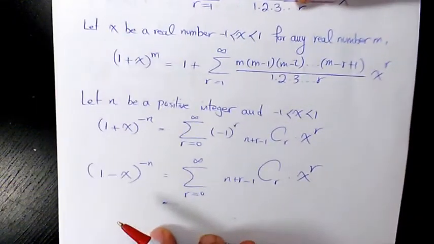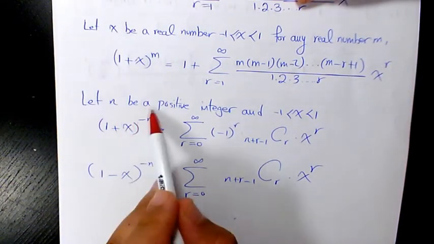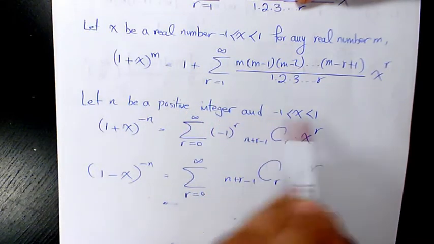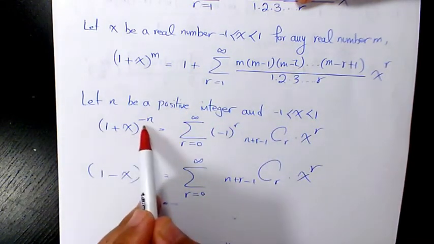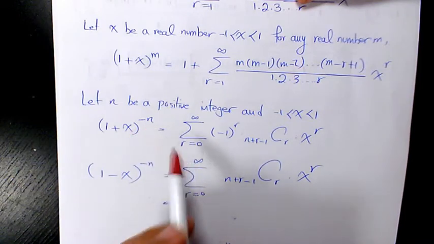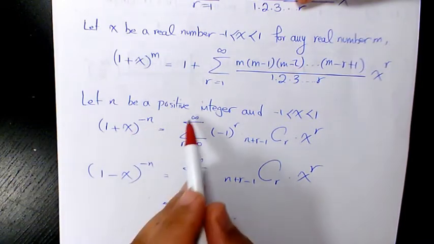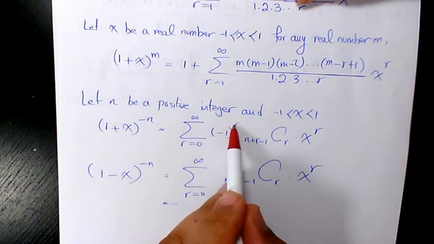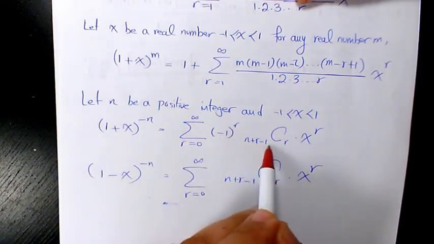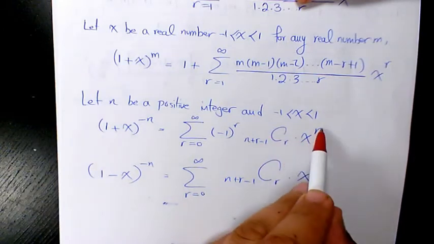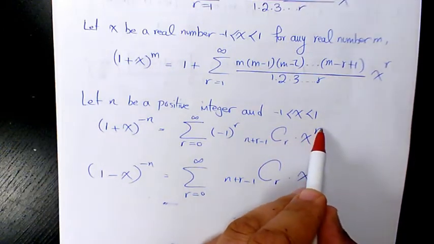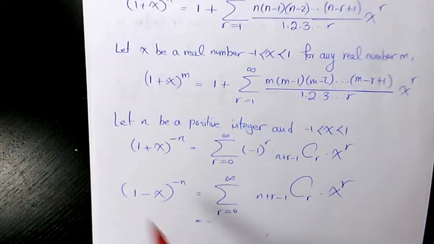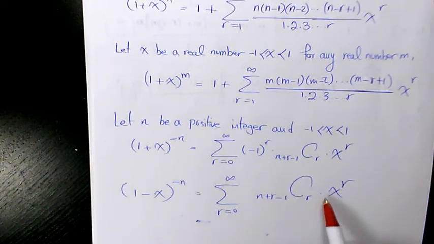Next, let n be a positive integer and x between negative 1 and 1. 1 plus x to the power of negative n, so it's going to be a negative exponent. That's going to be sigma r equals 0 to infinity of negative 1 to the power of r, n plus r minus 1 Cr times x to the power of r. Or for 1 minus x to the power of negative n, when you have negative instead of positive, you're going to have sigma r equals 0 to infinity of n plus r minus 1 Cr times x to the power of r.